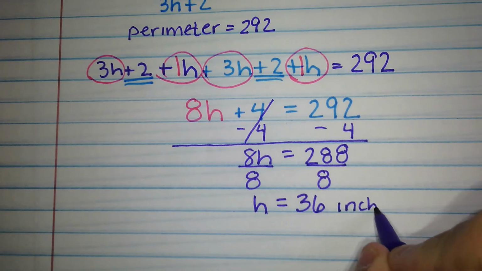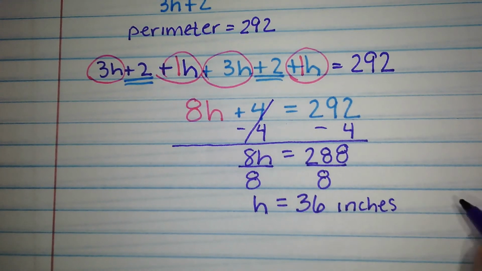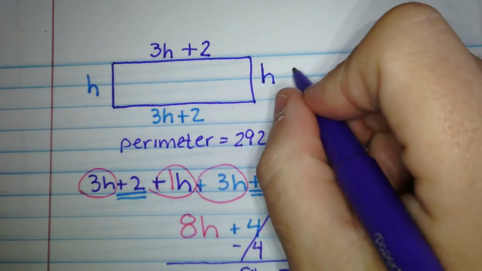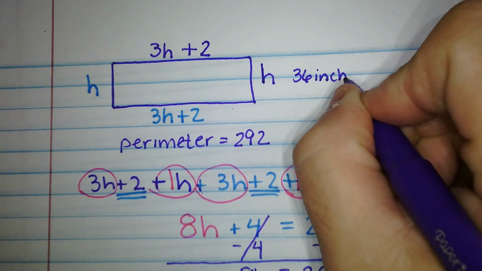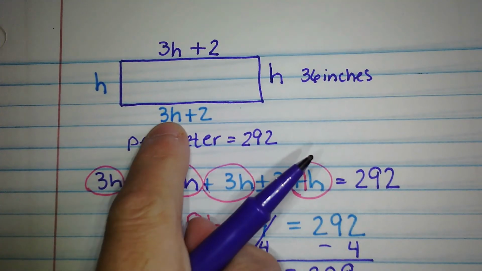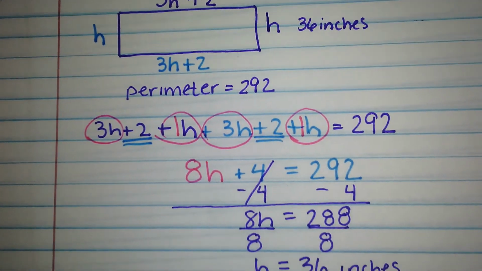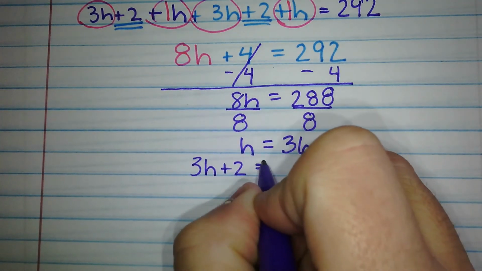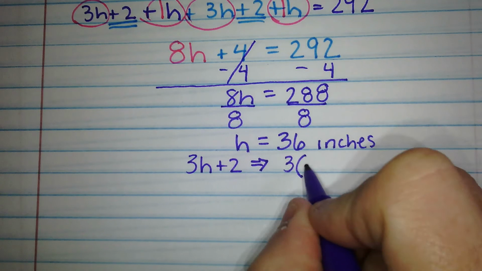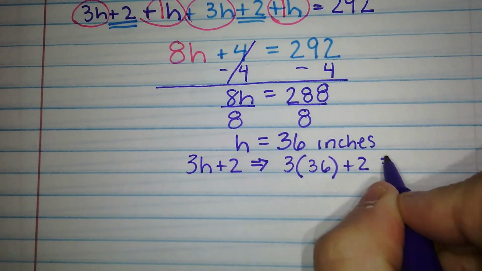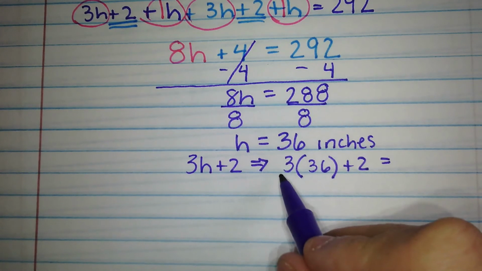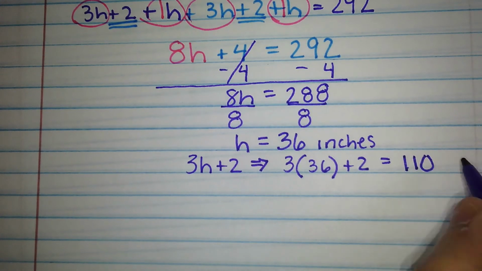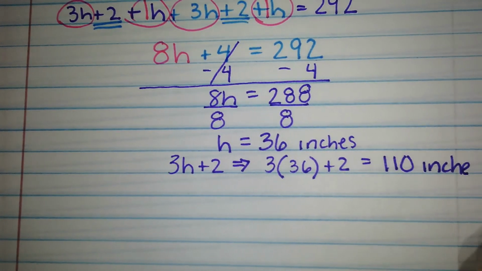That's the h. Now what we're going to do is figure out what the length is. So we know the height is 36 inches. That's one dimension. And then we have to find the other dimension by plugging our h value in for 3h plus 2. So down here, 3h plus 2. We're going to put 36 where we see h because that's what we got. 36 times 3, I think that's 108. Plus 2 is 110.